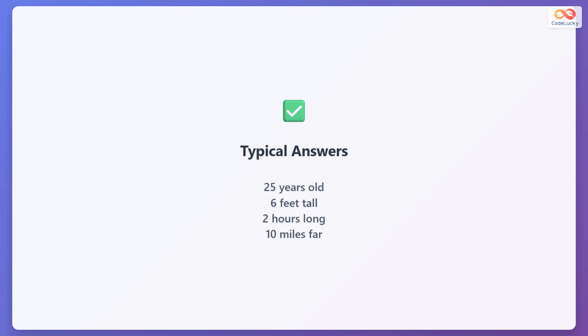Here are typical answers for each question type with example responses. How old gets 25 years old. How tall gets 6 feet tall. How long gets 2 hours long for movies or 5 feet long for objects. How far gets 10 miles far or 3 kilometers away. Practice matching questions to these answer patterns.